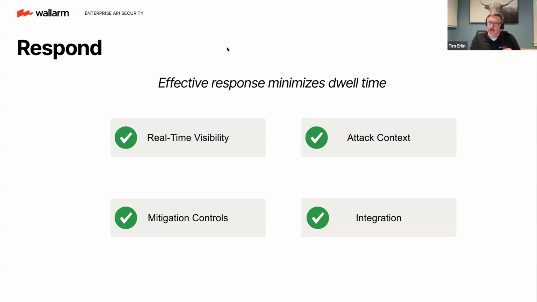So, oh, I skipped one. So response, right? We can't stop every single attack, and even the attacks that we stop, maybe we need to respond to them in some way. What are the key components when you're a CISO thinking about how you want to prepare your organization for responding to API incidents? What are the key requirements that come to mind? Graham, you want to start with this one?